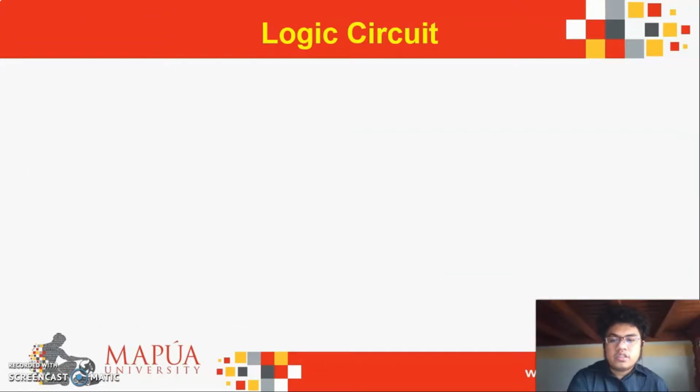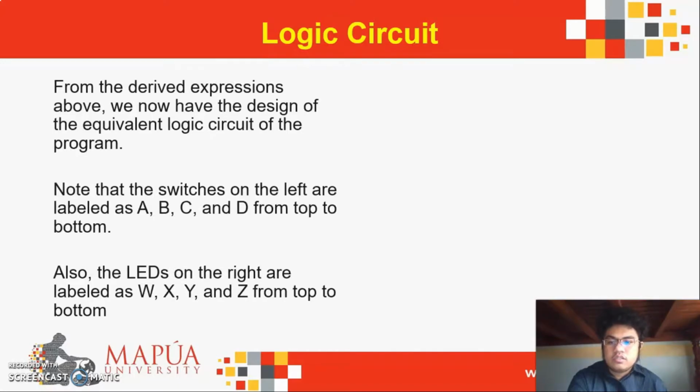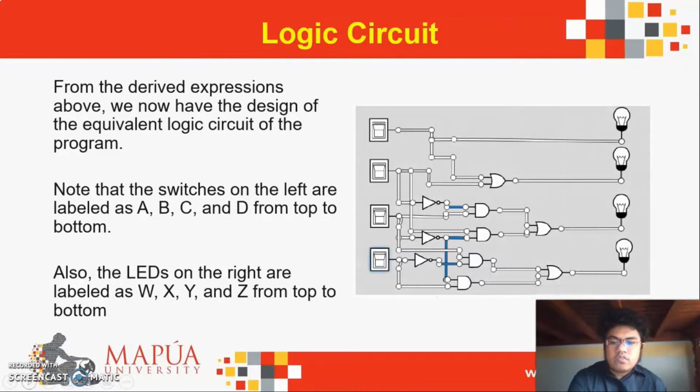With the Boolean expressions derived from the last slide, we can now have the logic circuit. Note that the switches on the left are labeled A, B, C, and D from top to bottom, and the output LEDs on the right are labeled W, X, Y, and Z from top to bottom.